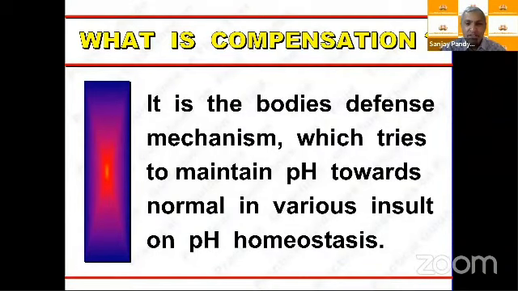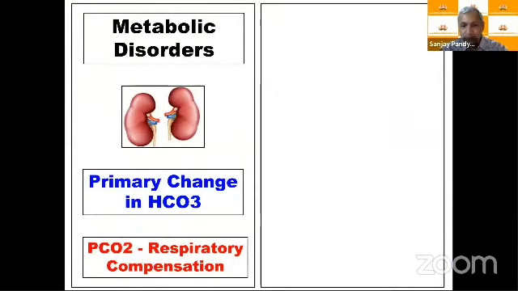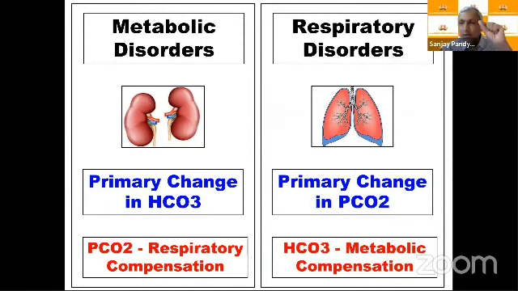Likewise, what is compensation in ABG? It is the body's defense mechanism which tries to maintain pH towards normal in various insults to pH homeostasis. To maintain pH, we have three systems of defense: buffer system, respiratory, and renal. Even in defense, we have three systems. In the same way, in acid-base disorder also, we have three systems which act. When there is a metabolic disorder, the primary change occurs in bicarbonate and compensation occurs by respiratory change. And when we have a respiratory disorder, the kidney will try to make a change in bicarbonate and compensation occurs.